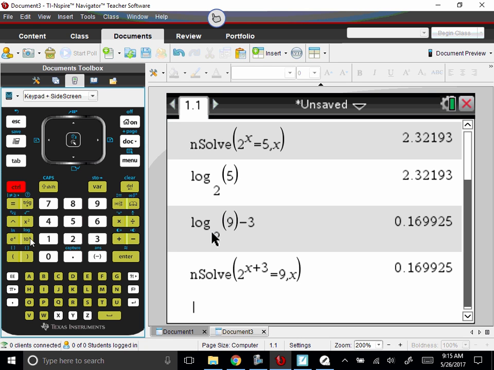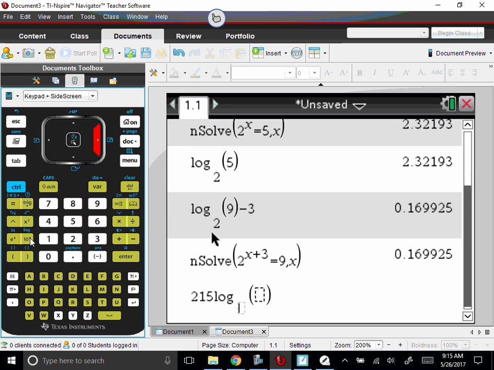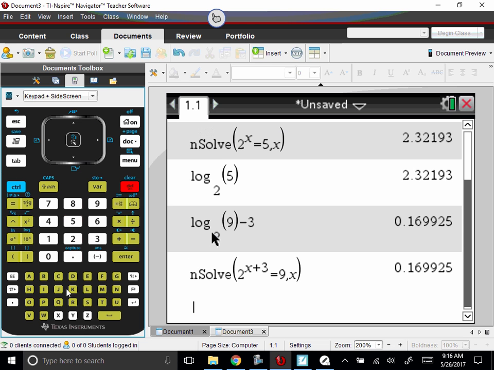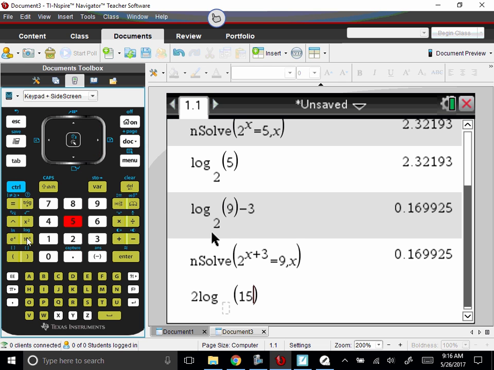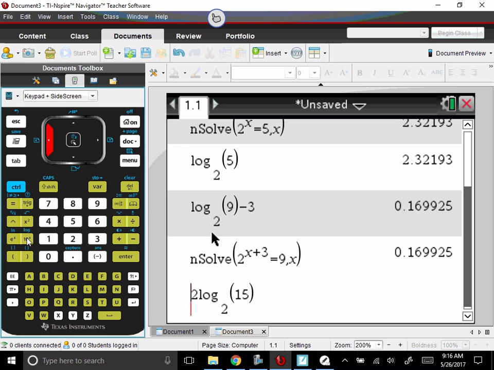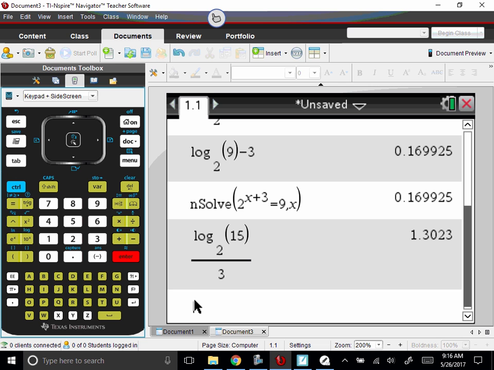So let's see. The log base 2 of 15. So I need all that over 3. There we go. Our answer is 1.3. Look at that. We knew the answer before we even started. Imagine that.